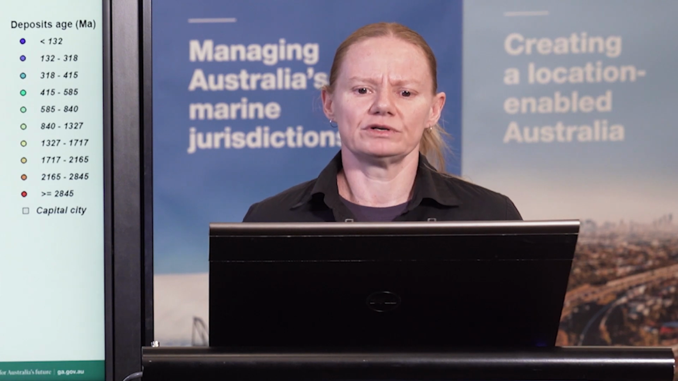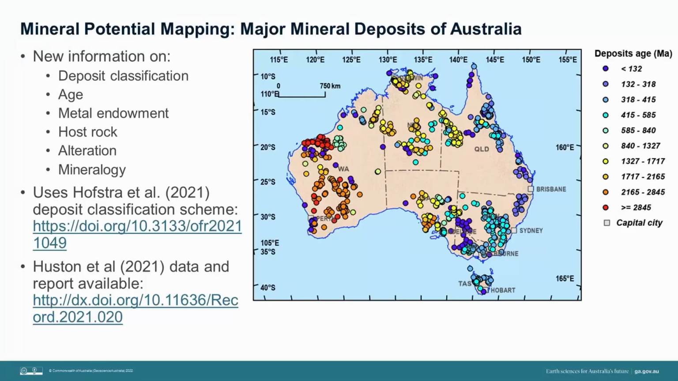In addition to understanding the distribution of some of the smaller mineral occurrences, it's also really important to compile information on the larger, more economic mineral deposits. So in addition to the mineral occurrence compilation, a comprehensive compilation of information on over 900 important Australian mineral deposits has been undertaken. And this includes, but isn't limited to, information on deposit classification or mineral system using the new classification scheme of Hofstra et al., which was developed as part of the Critical Minerals Mapping Initiative.